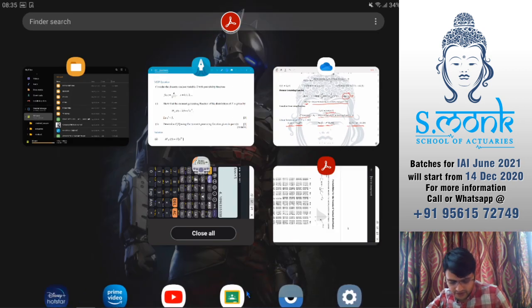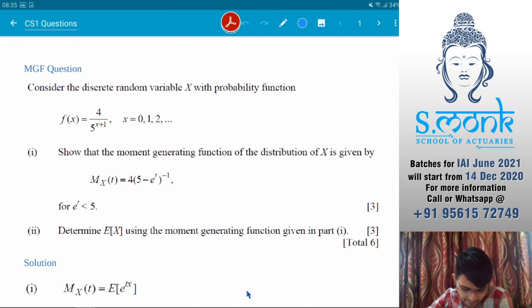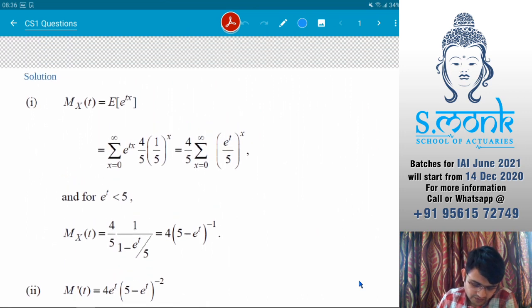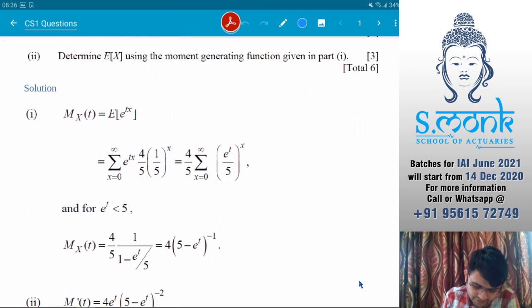So I'll take a sum into account. Here, consider a discrete random variable x with probability function this. Show that the moment generating function of the distribution x is given by this. So we have our f of x, we need to find our moment generating function. So simply we will take our moment generating function to be expected value of e raised to tx. We'll substitute all the values.